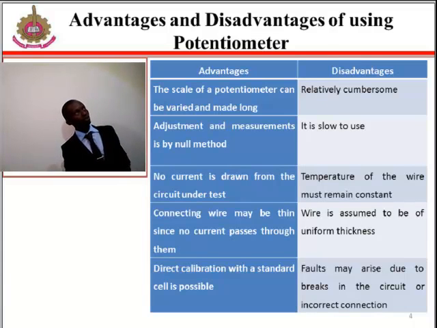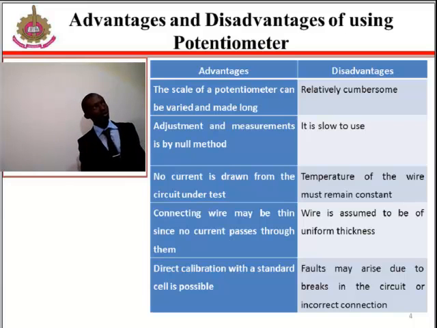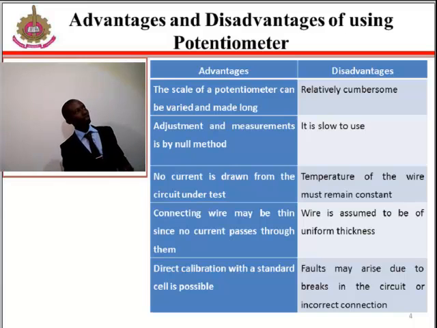Advantages and disadvantages of using a potentiometer. One of the advantages of using a potentiometer is that the scale of the potentiometer can be varied and made long. Another advantage is that adjustment and measurement is by null method. Also, a potentiometer draws no current from the circuit under test. Another advantage is that connecting wires may be thin since no current passes through them, and direct calibration with a standard cell is possible with a potentiometer.